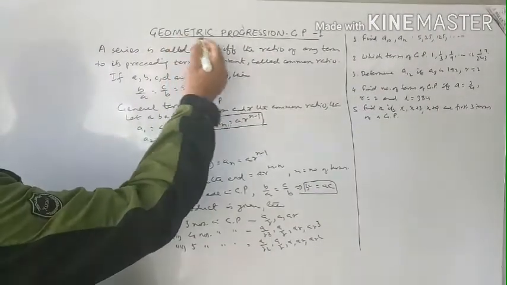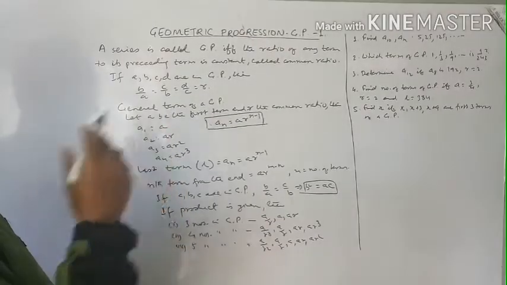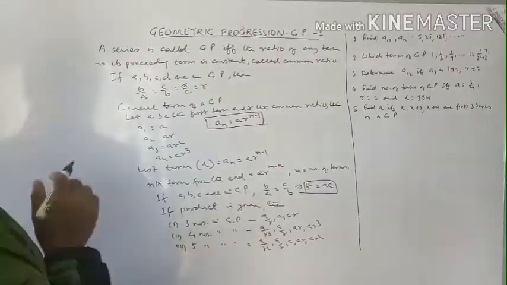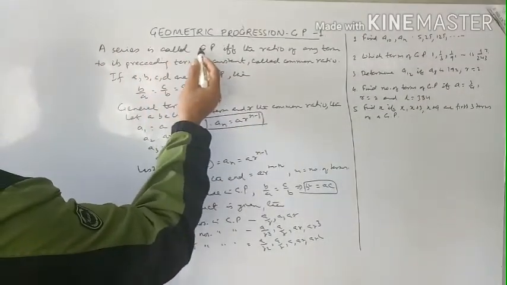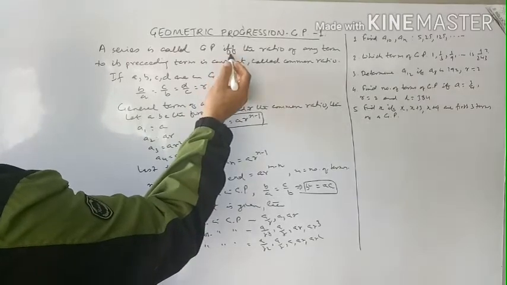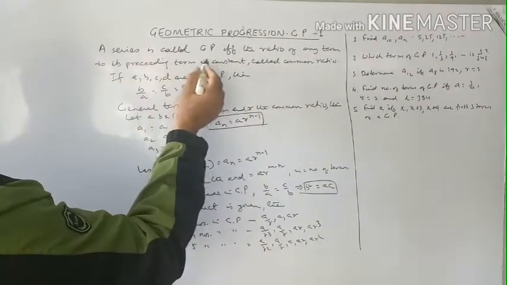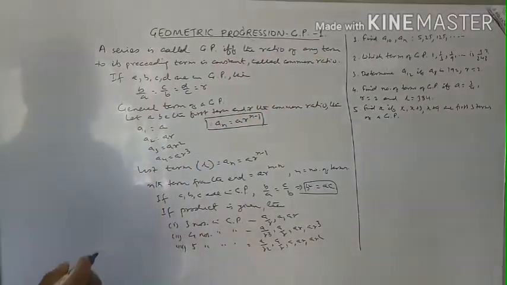We are going to start geometric progression, part 1. Now you have already learned about arithmetic progression. Now what is geometric progression? See here, a series is called geometric progression if and only if the ratio of any term to its preceding term is constant, and that constant is called common ratio.